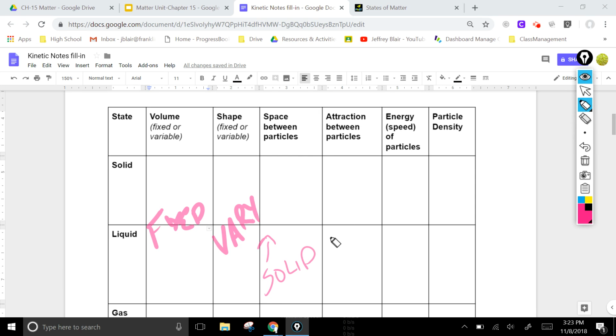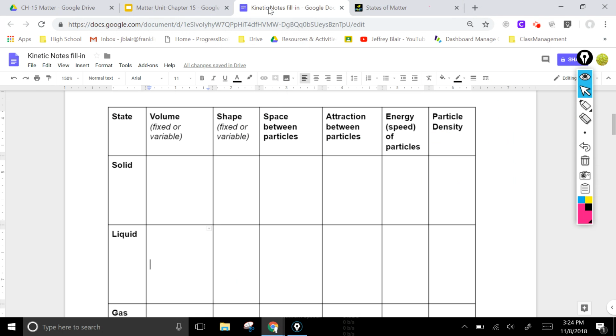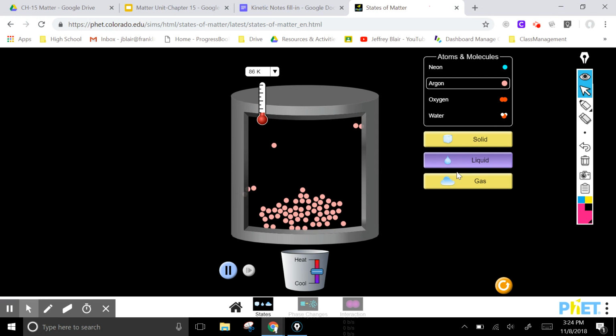The attraction between particles is less than in a solid. The energy or speed of the particles is more than in a solid. And the density is less than in a solid. And you can go open your PhET demonstration if you want. The speed of particles is higher, the space between them is higher, the density is lower, and the attraction between particles is lower in a liquid.